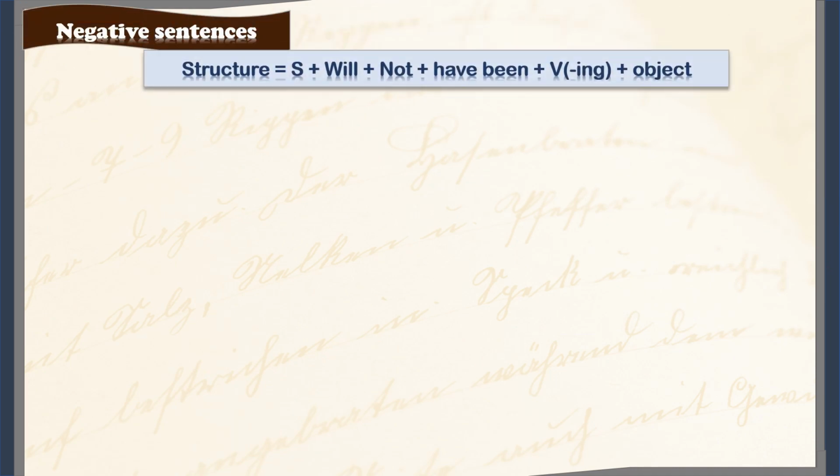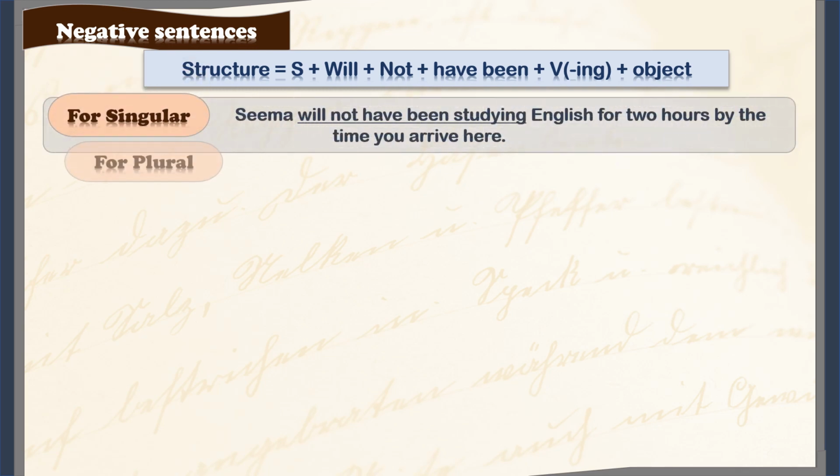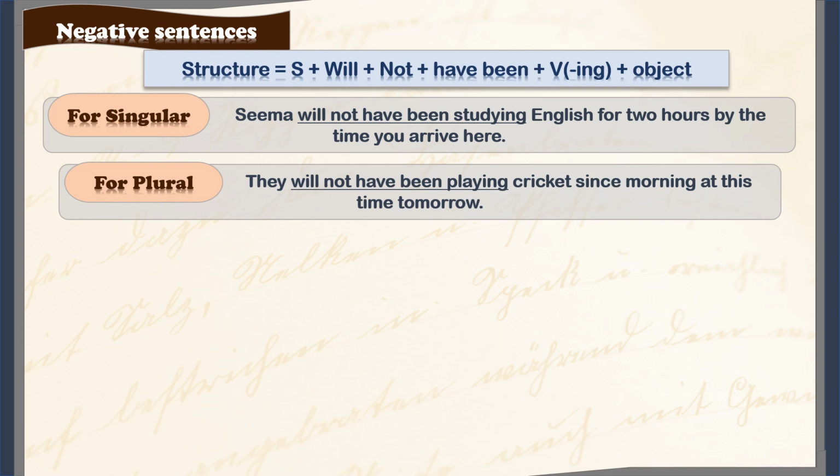Structure for negative sentences is subject plus will plus not plus have been plus verb with ing plus object. Example for singular, Seema will not have been studying English for 2 hours by the time you arrive here. Example for plural, they will not have been playing cricket since morning at this time tomorrow.